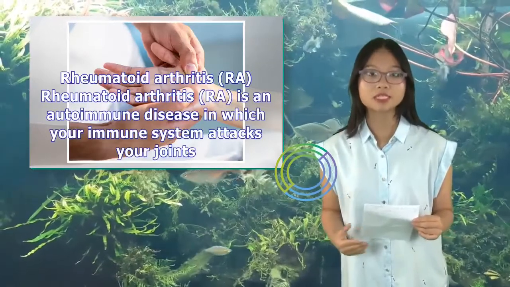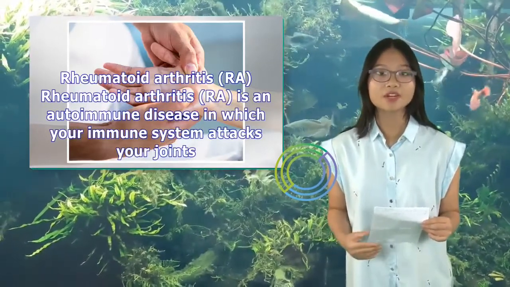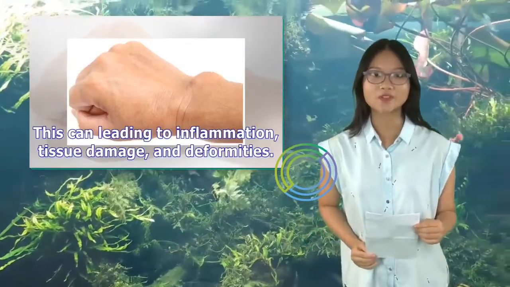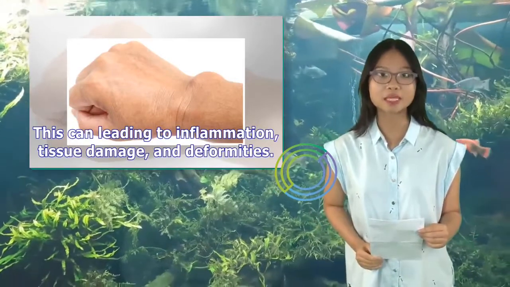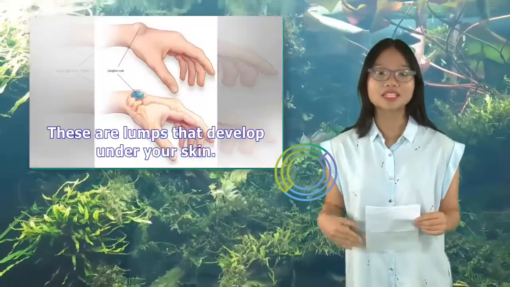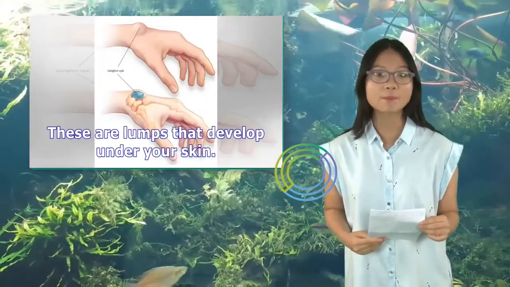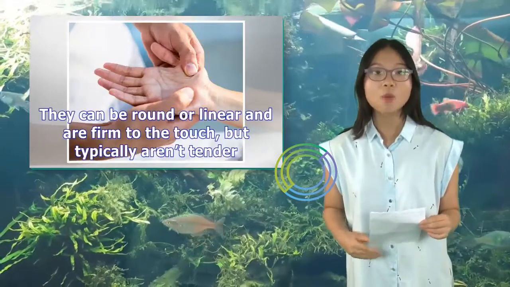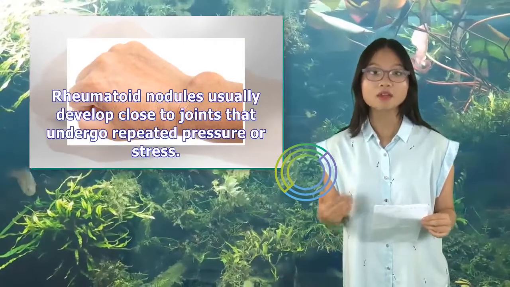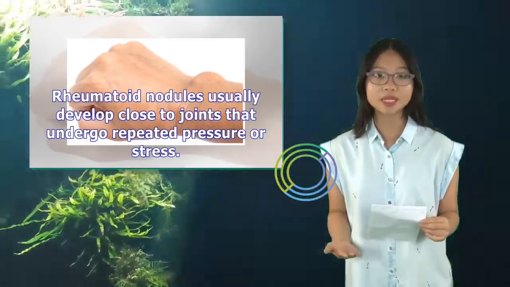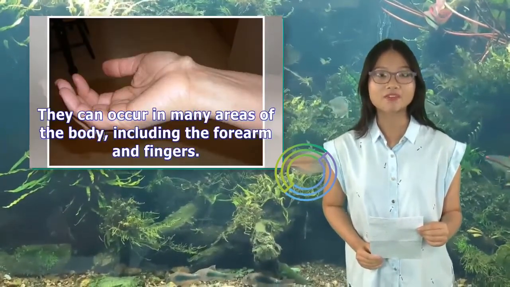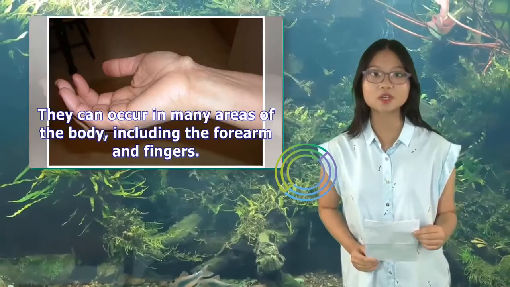Rheumatoid arthritis, RA. Rheumatoid arthritis is an autoimmune disease in which your immune system attacks your joints. This can lead to inflammation, tissue damage, and deformities. About 25% of people with RA have rheumatoid nodules. These are lumps that develop under your skin. They can be round or linear and are firm to the touch, but typically aren't tender. Rheumatoid nodules usually develop close to joints that undergo repeated pressure or stress. They can occur in many areas of the body, including the forearm and fingers.